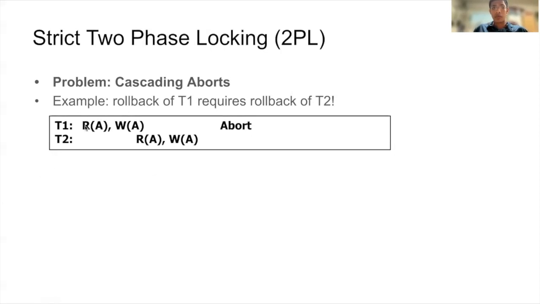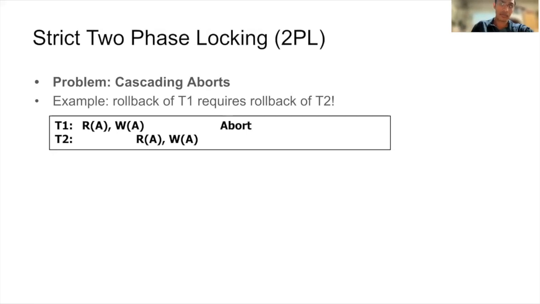Here, T1 decides it's going to read A, write A. T2 decides then, after T1 writes A and T1 releases a lock on A, T2 is going to read A. So it's going to read the value that T1 writes, and then it's going to write A. And then T1 decides that it's going to abort. But now hang on a second. There's a problem because, well, T2 read a dirty value, a value that was no longer supposed to exist.